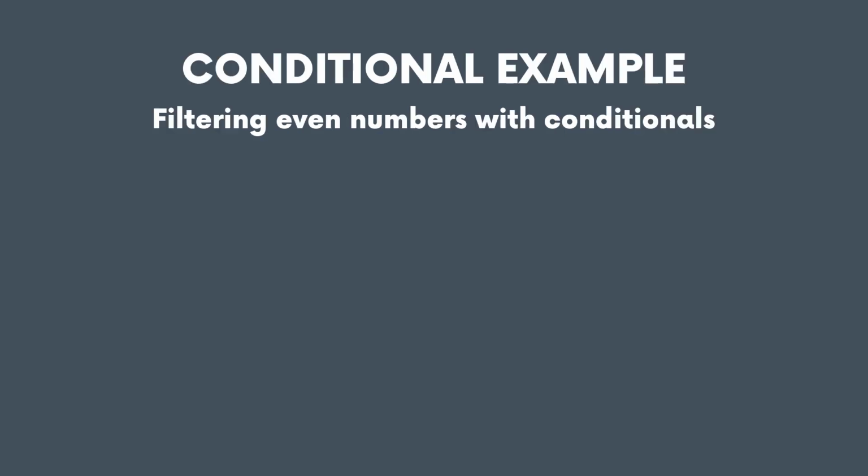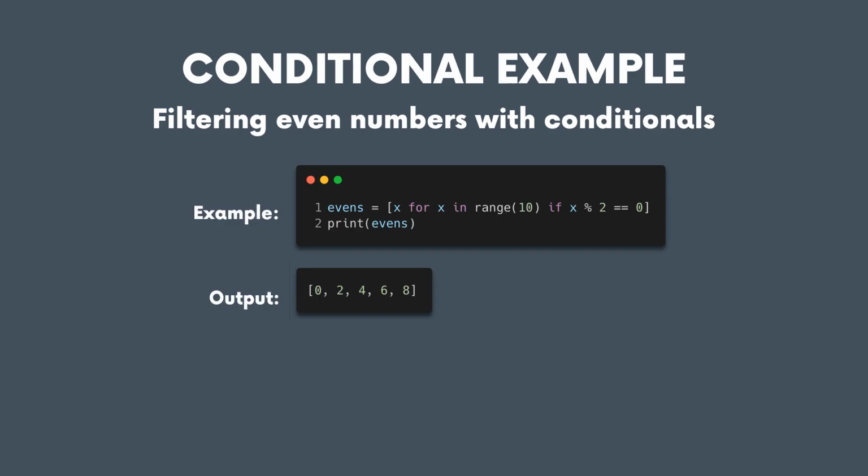Now, let's explore how to incorporate conditionals into list comprehension. We'll create a list of even numbers from 0 to 9. Here, we use list comprehension along with a conditional statement. We iterate over each number x in the range from 0 to 9 and include it in the list only if it's divisible by 2 without any remainder. It's even.